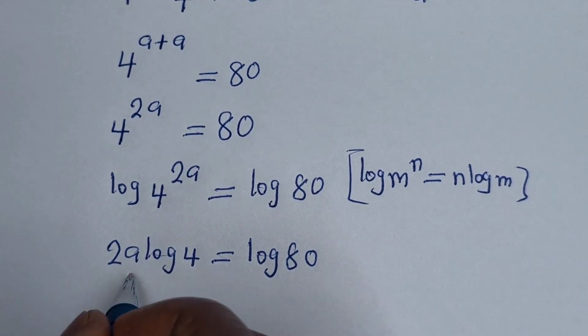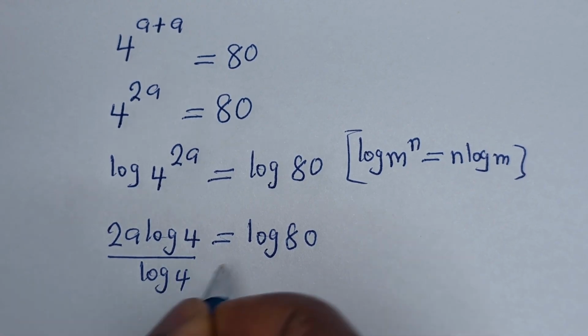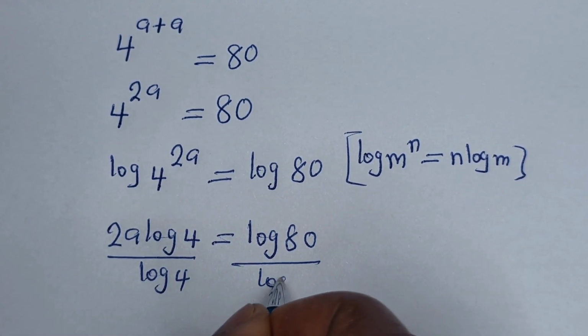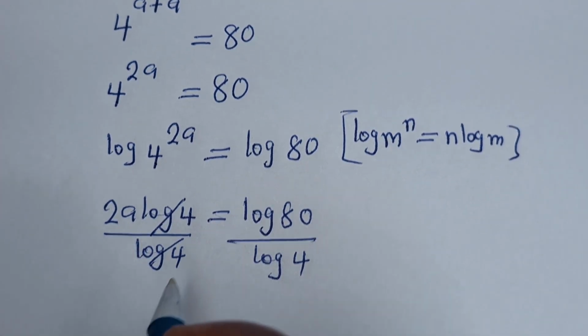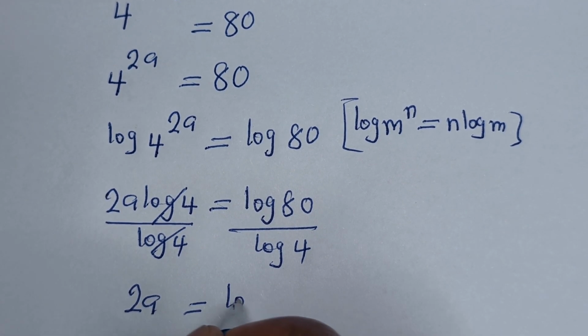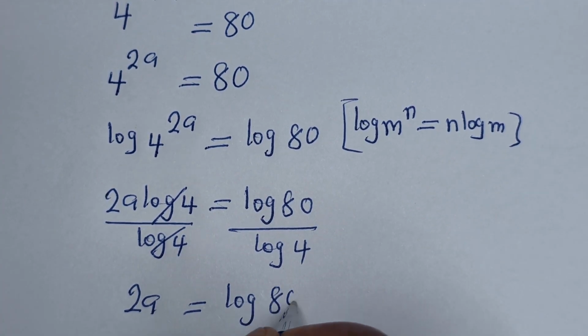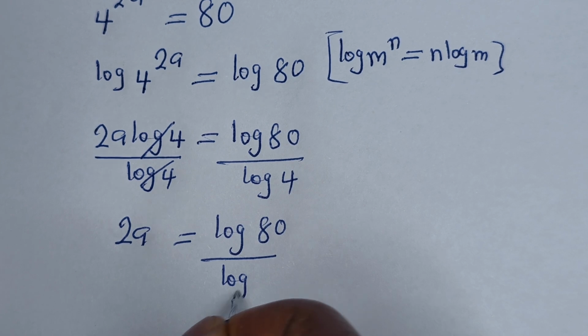Now let us divide both sides of this equation by log 4. This divided by log 4 and this divided by log 4. Log 4 cancel log 4. 2a is equal to log 80 divided by log 4.